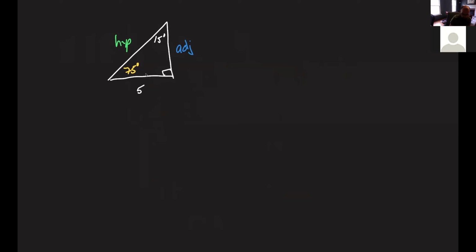Mm-hmm. So if you're going to do the adjacent side, what you're given is the opposite. The opposite is 5, and then you need to know the adjacent. So those are the two pieces of information. You have opposite and adjacent, and you have to pick the right trig function that's going to relate the opposite side to the adjacent side.